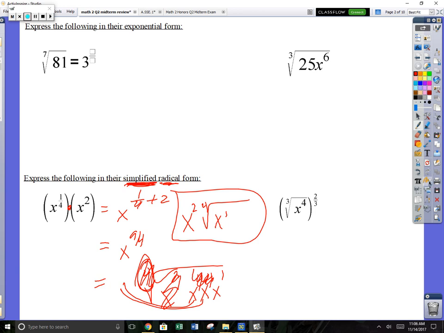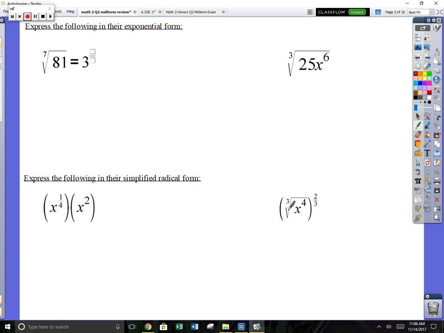Okay, last one. The cube root of x to the 4th to the 2/3. First, if you morph this and make it look like this, it's going to be x to the 4/3, and you're going to raise that to the 2/3, and if you have two levels of exponents, you times them, so it's going to be x to the 4/3 times 2/3, and if you do that on your calculator, 4/3 times 2/3, you're going to get x to the 8/9.